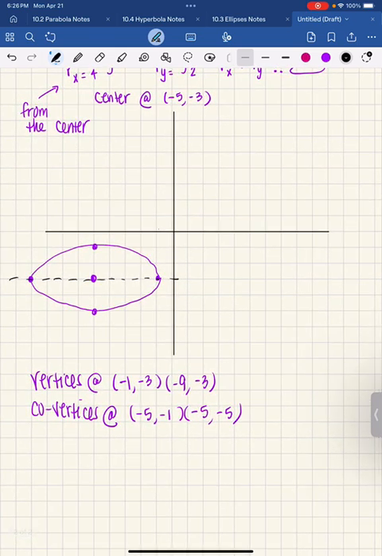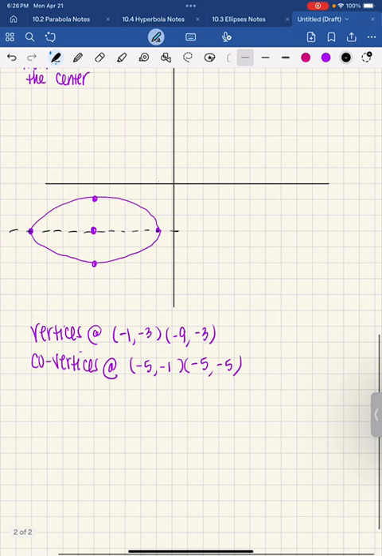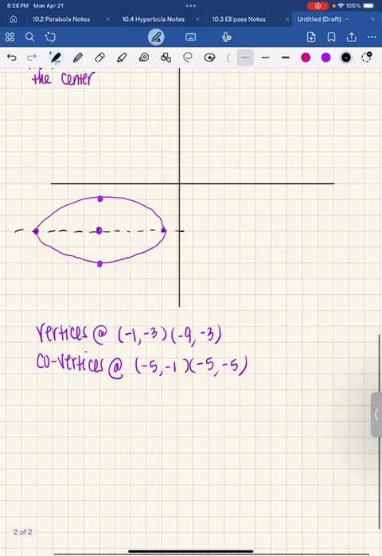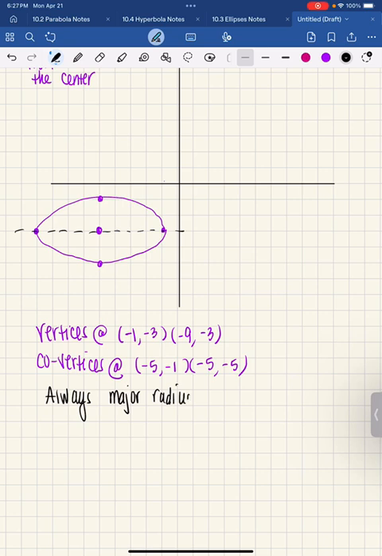The book uses A and B, and it's always really confusing. When do I add? When do I subtract? So I'm going to stick with the x radius minus the y radius. It is always, always, always the major radius squared minus the minor radius squared, and that's going to equal c squared. And c is the focal distance.